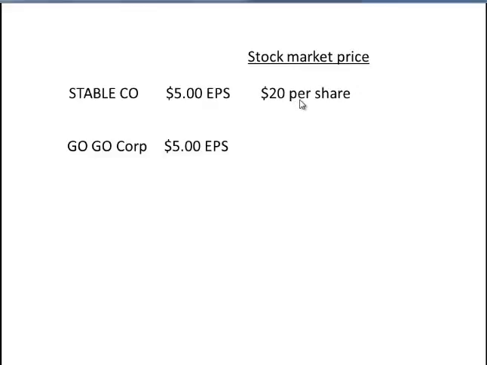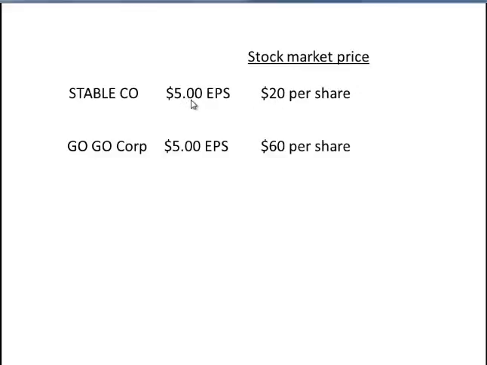Now, in this case, I've come up with the theoretical price of $20 per share. That's what the market is paying for Stable Company. On the other hand, GoGo Company, because of its growth, the market is willing to pay $60 a share. So the market is paying $60 a share for $5 of earnings per share for GoGo, while the market's only willing to pay $20 per share for $5 of earnings per share for Stable Corporation.